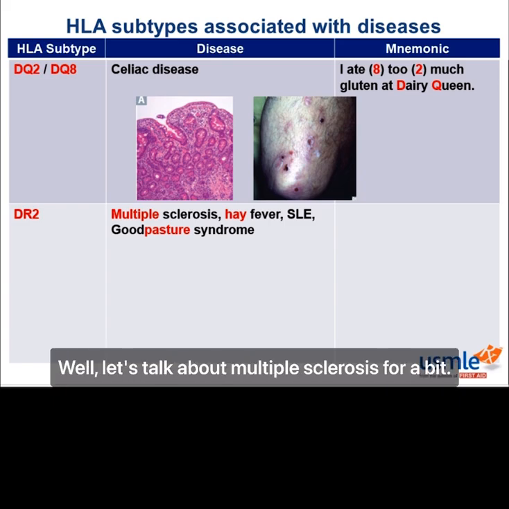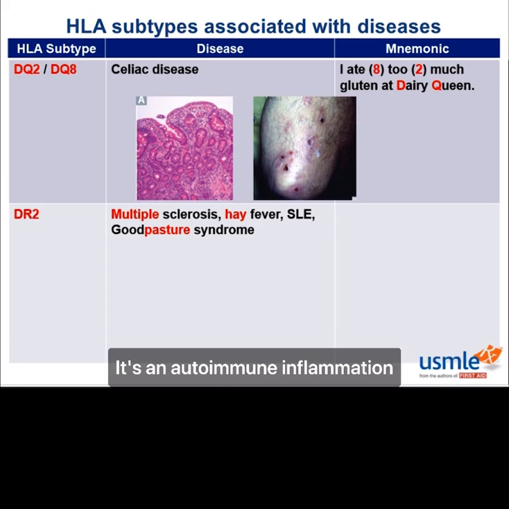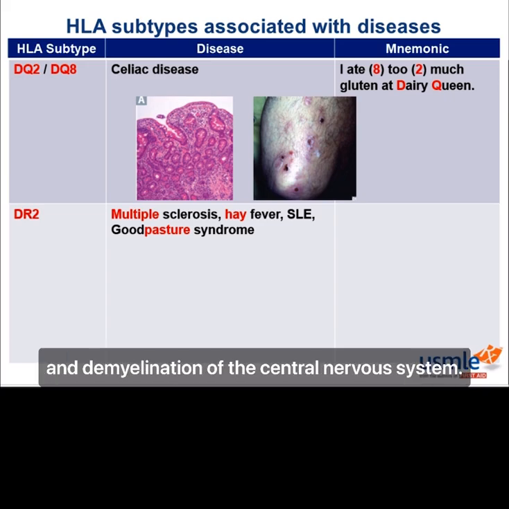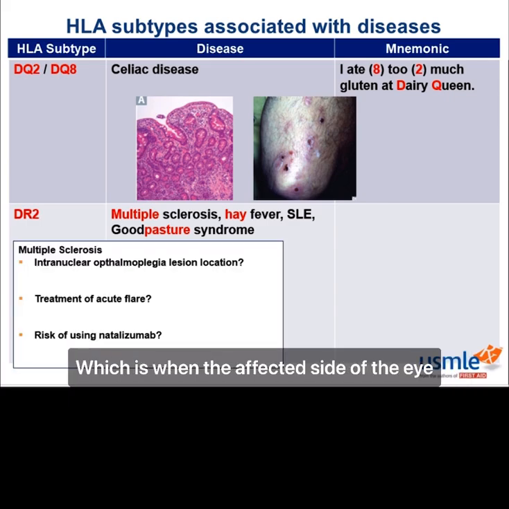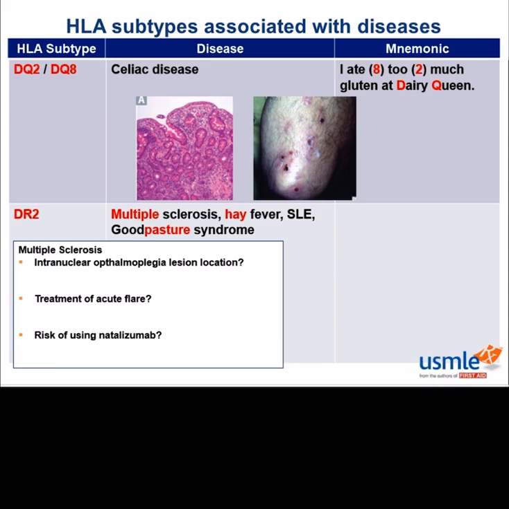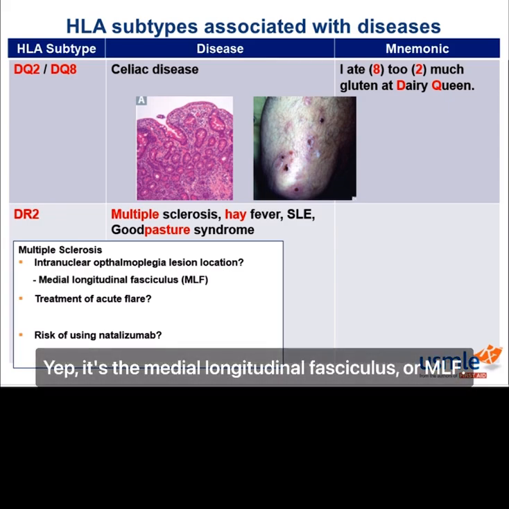Well, let's talk about multiple sclerosis for a bit. It's an autoimmune inflammation and demyelination of the central nervous system, and it can present with a bunch of different findings. One finding can be internuclear ophthalmoplegia, which is when the affected side of the eye can't adduct while the other eye is abducting. So the unaffected eye will have nystagmus. Can you remember where that lesion is? Yep, it's the medial longitudinal fasciculus, or MLF.